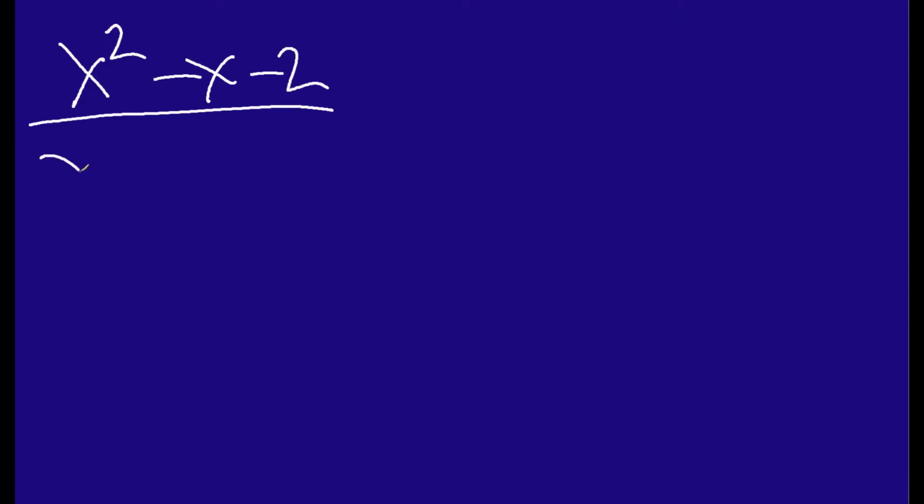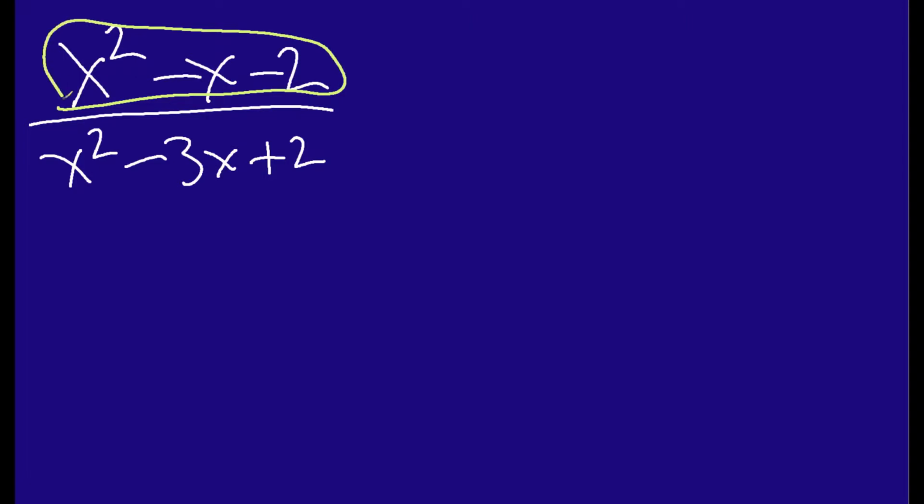Let's say that I have the following rational expression: x squared minus x minus 2 over x squared minus 3x plus 2. Now, in order to have success for this, I first have to factor the top. You can do the bottom first, the order doesn't matter. Factor the bottom, and then I can figure out how to simplify it.